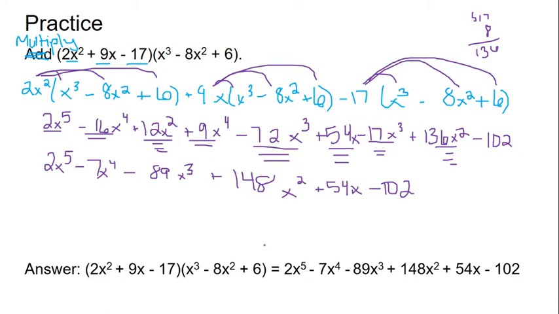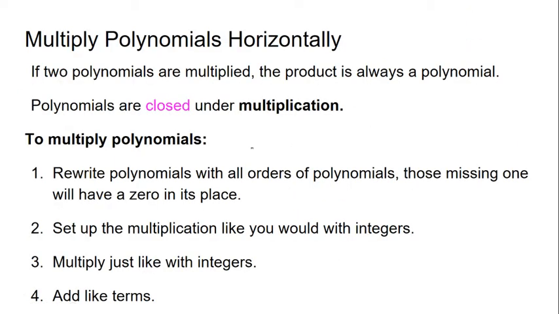So we ended up with 2x to the fifth minus 7x to the fourth minus 89x cubed plus 148x squared plus 54x minus 102. So that is one way of multiplying polynomials together. Now we're going to go on to the next way. So the next way is that we're going to now do them vertically.